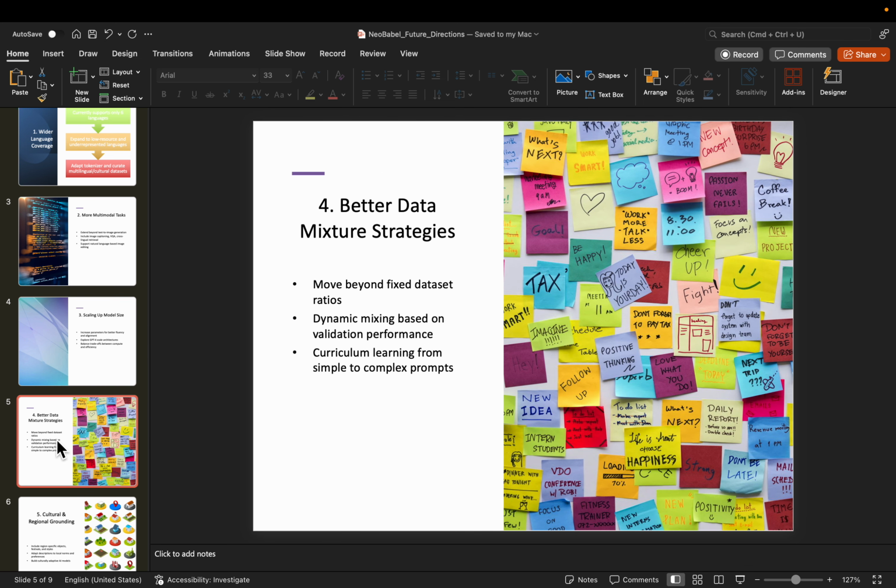In the instruction tuning stage, we were mixing the datasets in fixed ratios, right? So future work could be that we dynamically adjust the dataset mixing based upon some kind of loss or validation performance. We can also think of curriculum learning, moving from easier prompts to harder prompts. So we can think about better data mixture strategies.